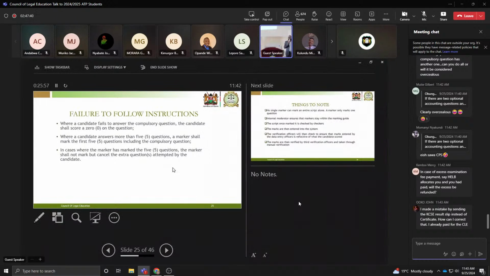So we will mark in the order they appear. So we will not actually go into that last question, even though you might have scored very well in that question. So don't waste time attempting a question knowing very well that that question will not be marked. Instead, use that time well on the other 5 questions.